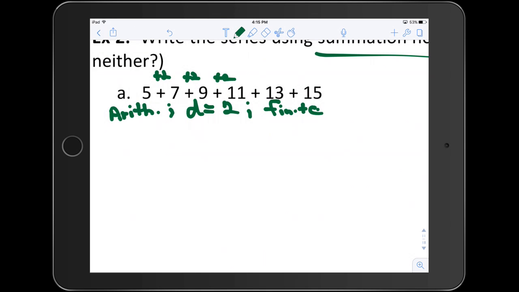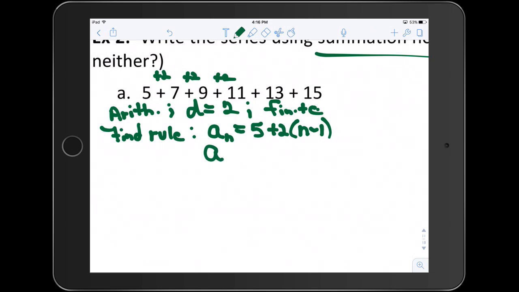Then here's the trick. Again, just like note guide 8.1, so nothing here is new. Find your rule, okay? Find the rule, just like what you've already been doing. So I know a sub n equals my initial value 5 plus 2 times n minus 1. So there's the explicit rule of an arithmetic sequence. And then, of course, we simplify it, right?